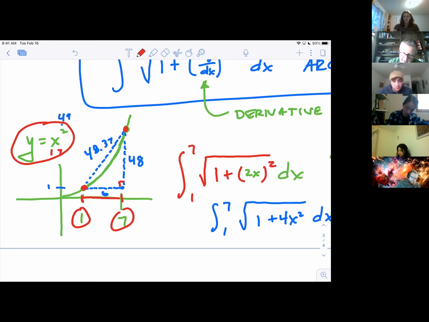So when I plugged a 1 in, 1 squared is 1. When I plug 7 in, 7 squared is 49. And so that means this is at a height of 49. That's at a height of 1. So if I subtracted 49 and 1, that's where I got 48. Got it. Thank you so much.